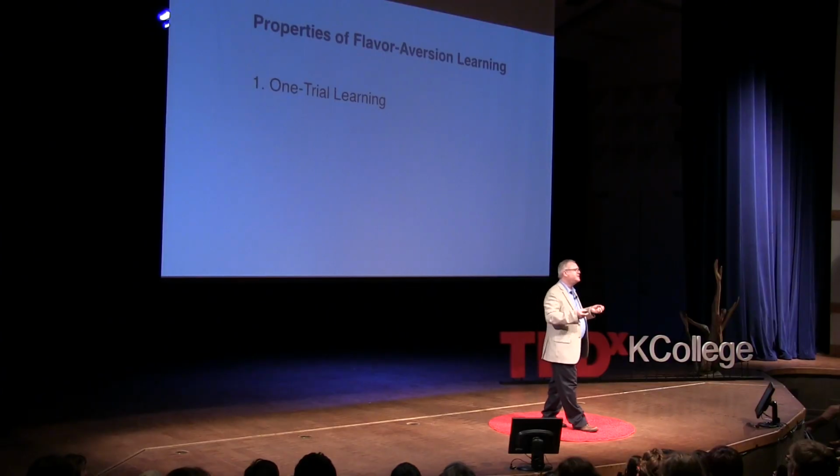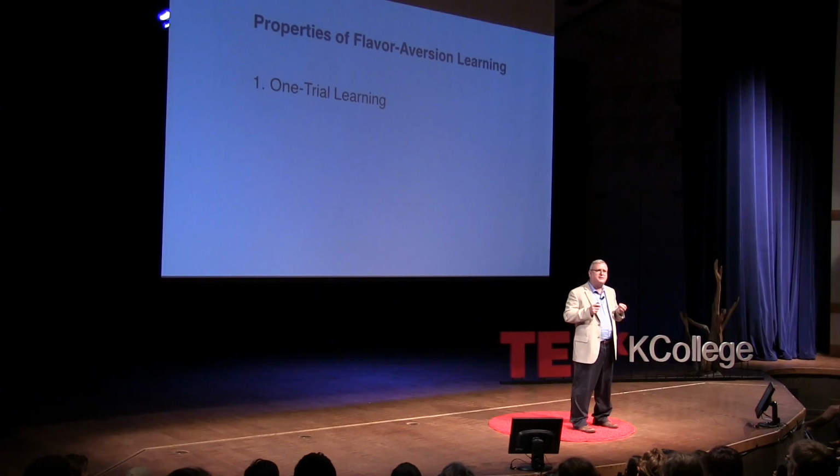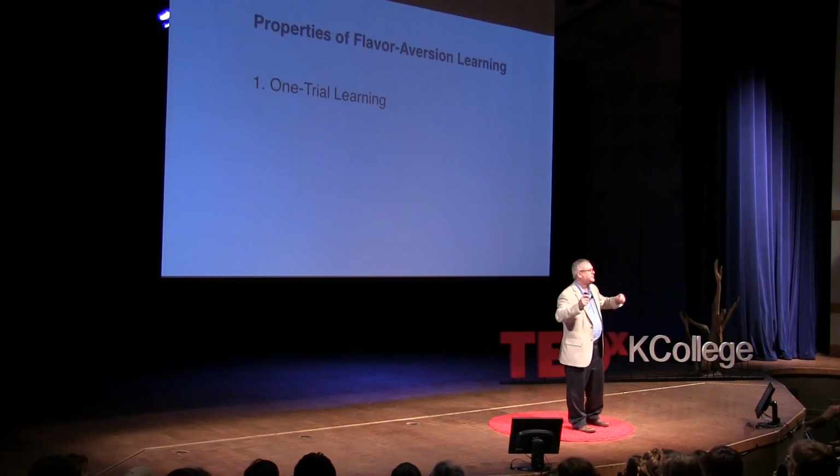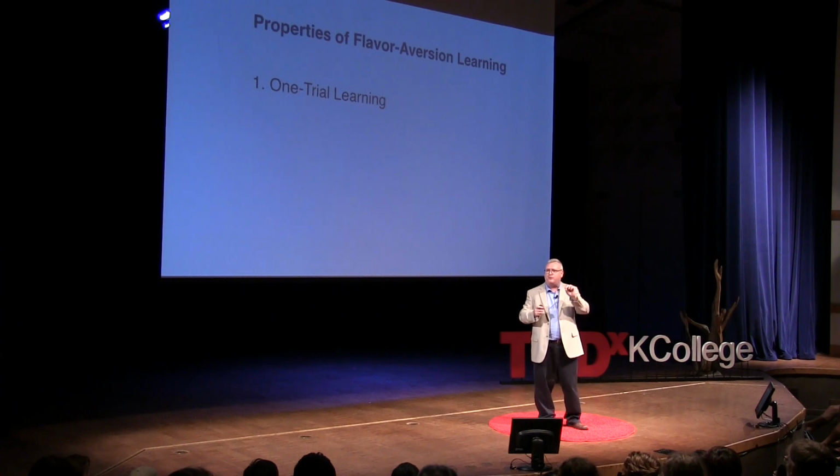First, one-trial learning. Robust flavor aversions can be learned with a single pairing of taste and illness. From an evolutionary standpoint, this makes sense. For the majority of animals on our planet, and for many humans as well, finding food is at the top of their daily to-do list.